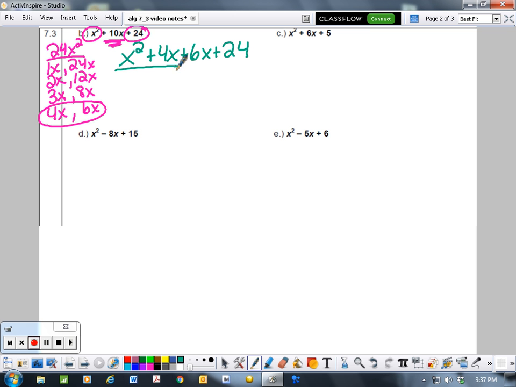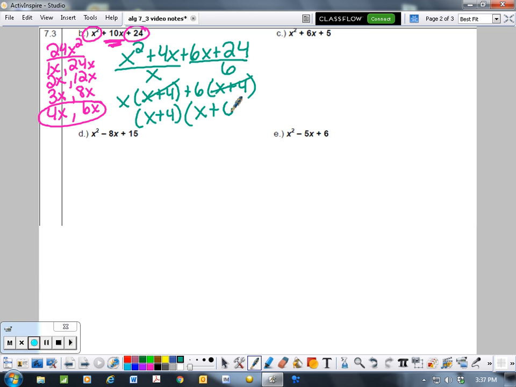I factor out my common factor for the first two, common factor for the last. So I get x times x plus 4. Then I get 6 times x plus 4. This is what tells me if I factored it right. Do the x plus 4's match? Yes, so I factor those out. Whatever is left behind is our answer. So this is the final answer.